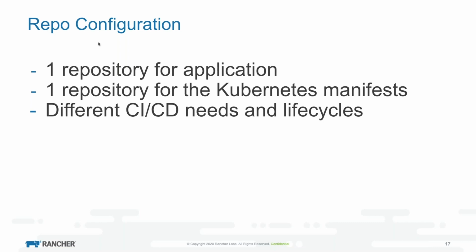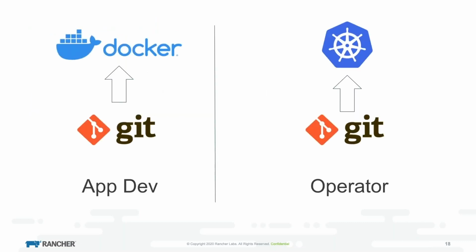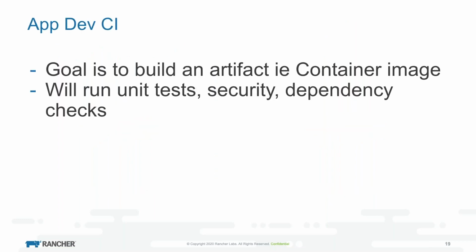So this is kind of it. When you're an app dev, you just want to get a container. As an operator, you just want to change things in the application or the YAML manifest. So kind of have the app dev repo and then the operator repo. So with the app dev, you want to run your unit tests, security, dependency checks, all those fun things before getting that final artifact.